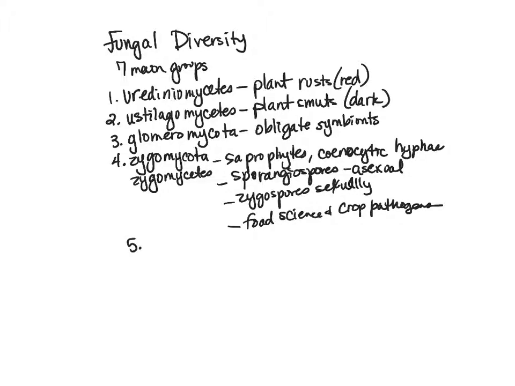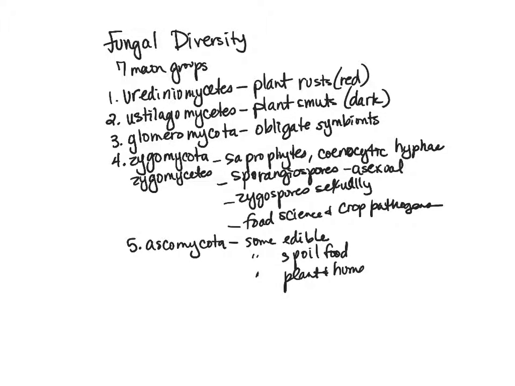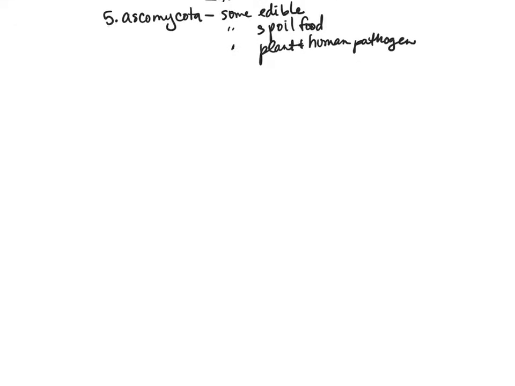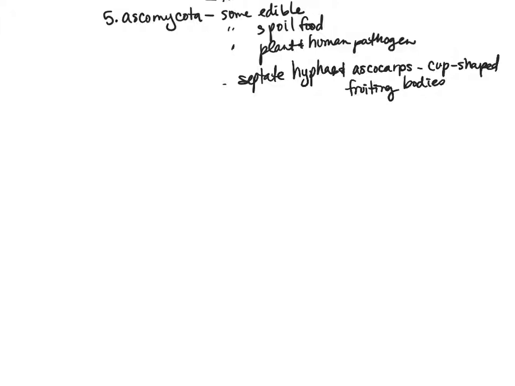The next group are the ascomycota. And some of these are edible. Some spoil food. Some are plant and human pathogens. These may have septate hyphae and ascocarps. And ascocarps are cup-shaped fruiting bodies. So similar to the fruiting bodies that we spoke about earlier, but instead they're cup-shaped rather than kind of all within a capsule.